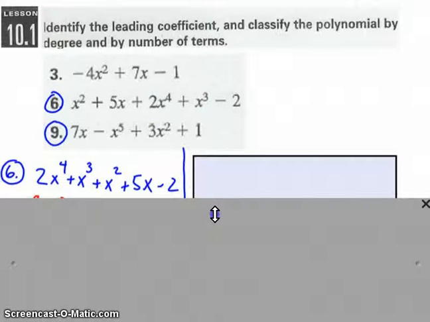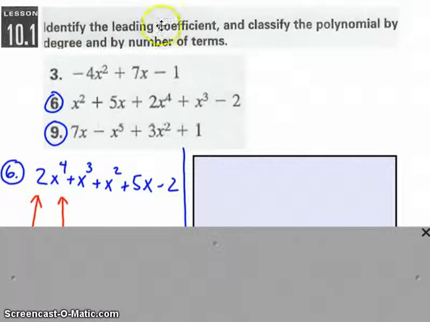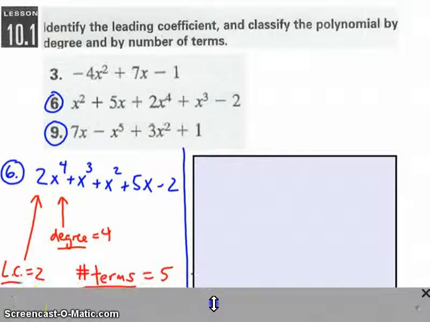Okay, and then I'm supposed to say what these key factors are. Leading coefficient and degree. Well, the leading coefficient is the number out front. Once it's written in standard form, the leading coefficient is 2. The degree is 4. That's the exponent on that lead term. The number of terms, you just count them up. 1, 2, 3, 4, 5.